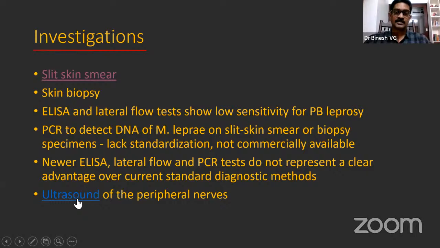And we have found that this high resolution ultrasound can detect the cross-sectional area, the vascularity and echo texture of the nerve. And it was able to pick up some of the nerves which were not thickened clinically. So it has got an advantage. Okay, but remember, it cannot replace the clinical examination as of now.